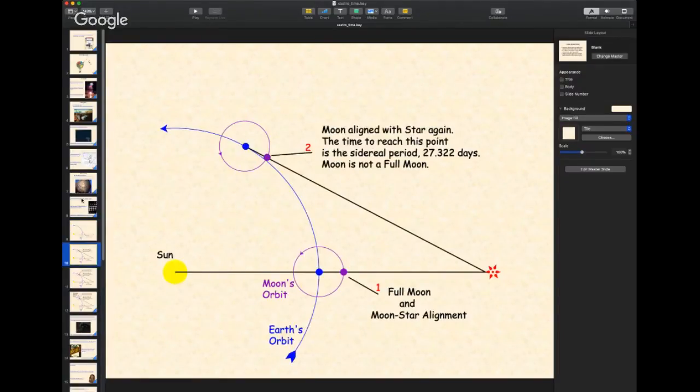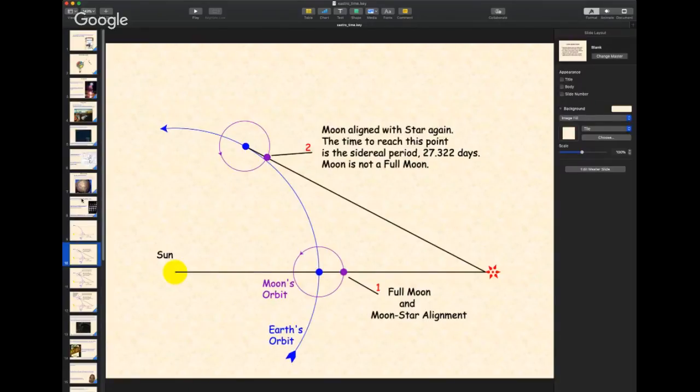So Earth will progress around its orbit, and the moon will do its thing. And so by the time that you get back to the same alignment between the Earth and the moon and a distant star, let's say Sirius, that is the real period. That is the sidereal period. It's 27.322 days.